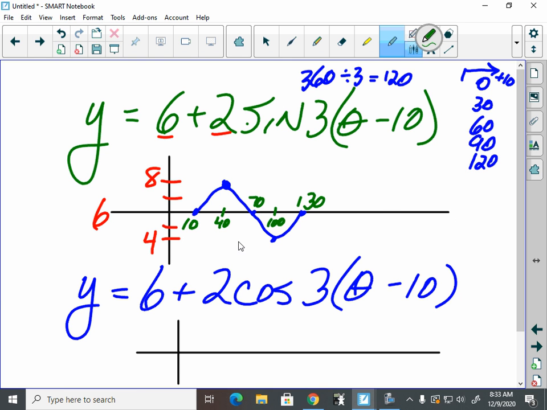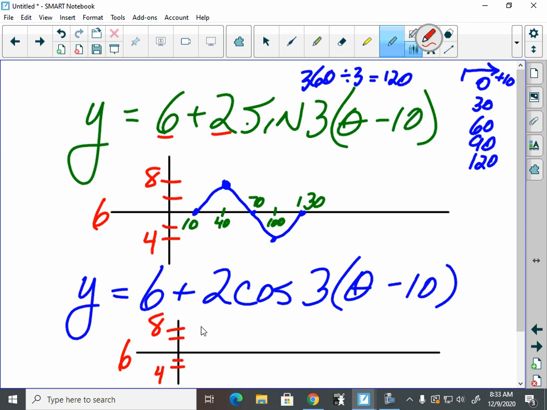All right, now let me show you the difference between sine and cosine. So the 6 is the same. The 8 is the same. The 4 is the same. The only thing that's different is the dots.